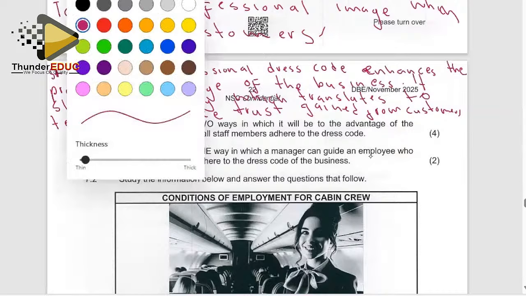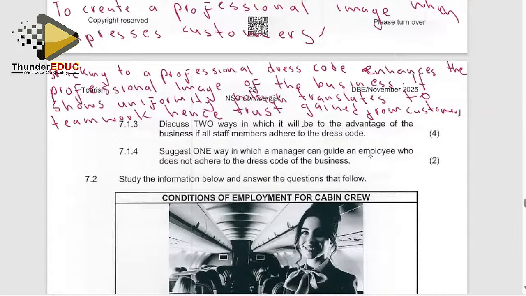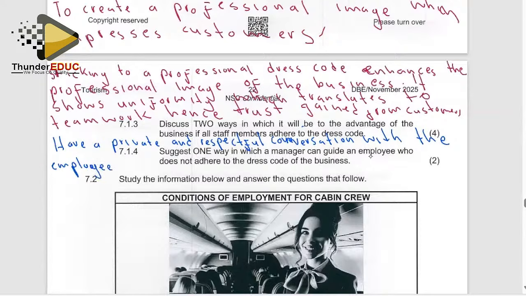Then 7.1.4, suggest one way in which a manager can guide an employee who does not adhere to the dress code of the business. If you are a manager and you notice that your employee is not abiding by the dress code, you can implement the following things. You have a private and respectful conversation with the employee about the importance of dress code.